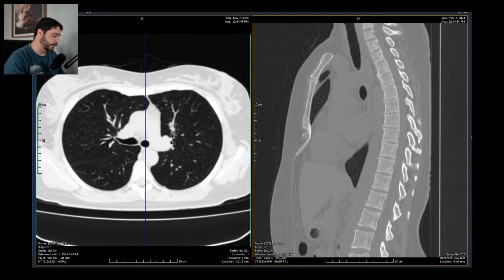So pulmonary micronodules on the summary of this report. And the patient can go back to her doctor and get some help.